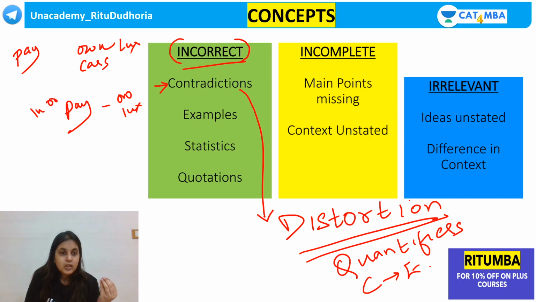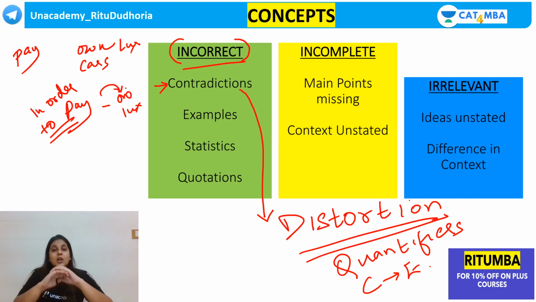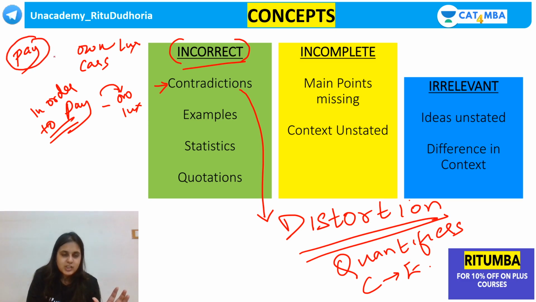In order to earn a higher pay, one should own a luxurious car. Now, if you look into this, clearly there's a distortion. Why is there a distortion? The passage says that those who have a good salary own luxurious cars. So this is the cause and this is the effect.